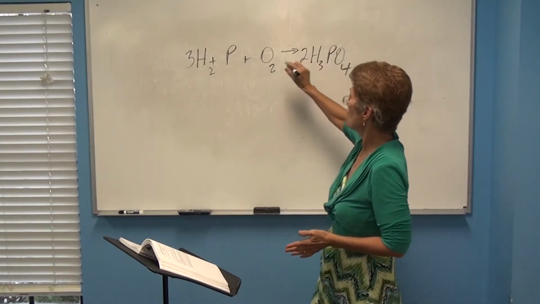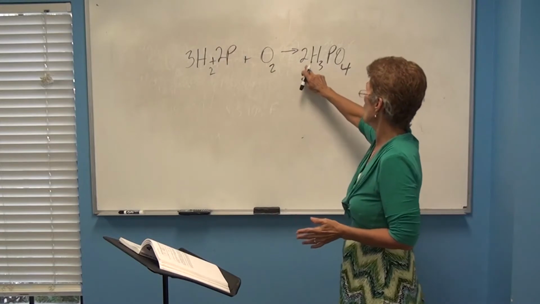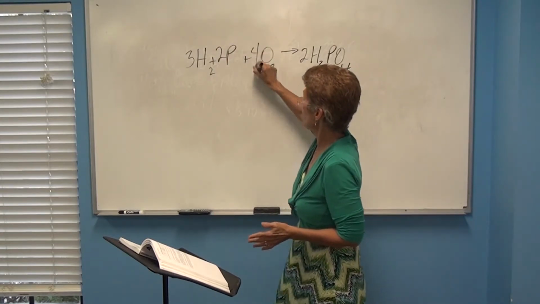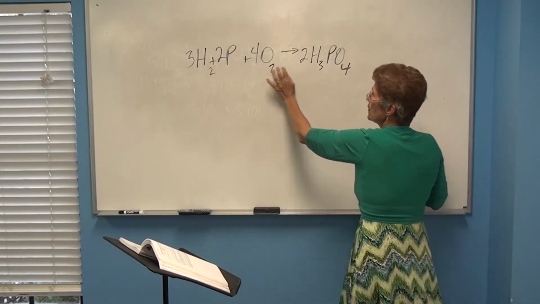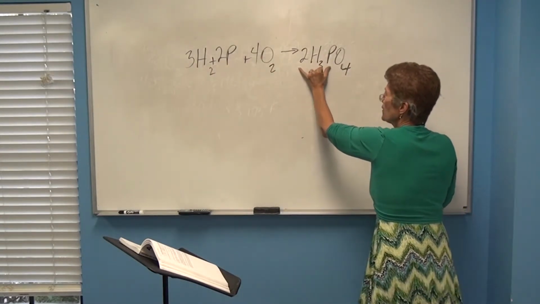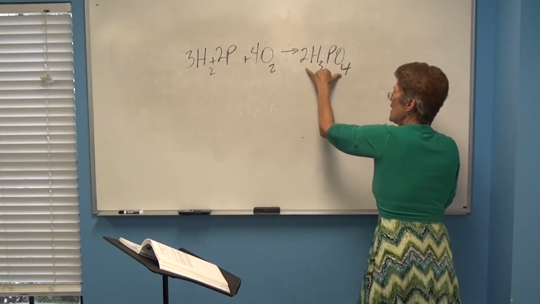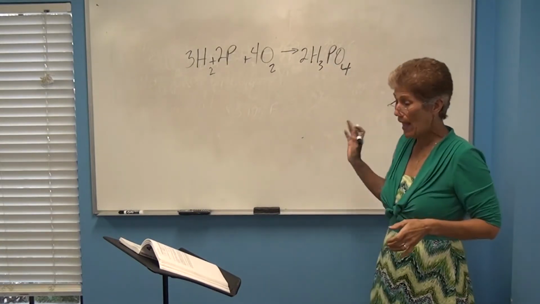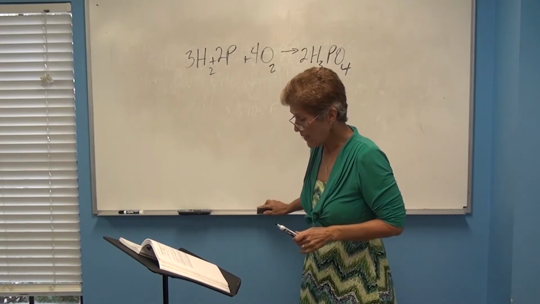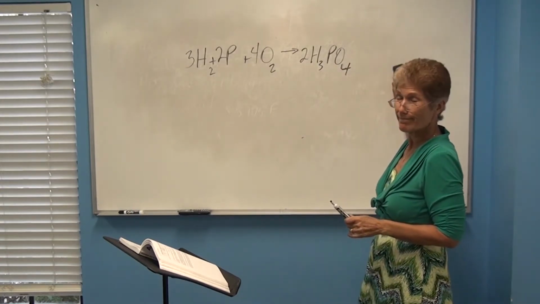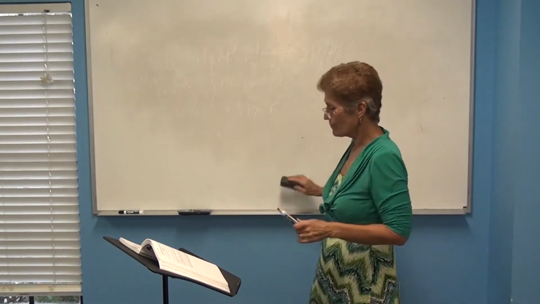We have 2 phosphoruses now, so I'm going to go like this. We have 8 of these, so I'm going to go like this. All right, so now we have 6 and 6, 2 phosphorus, 2 phosphorus, 8 oxygens, 8 oxygens. So that would be your balanced formation reaction on H3PO4. Pretty sure it's phosphoric acid.